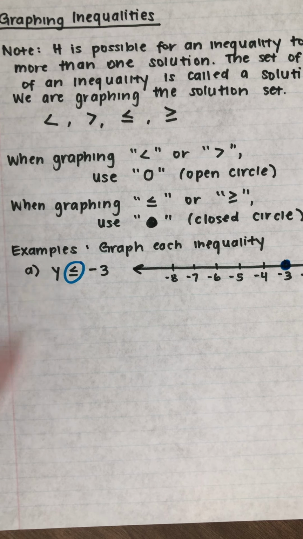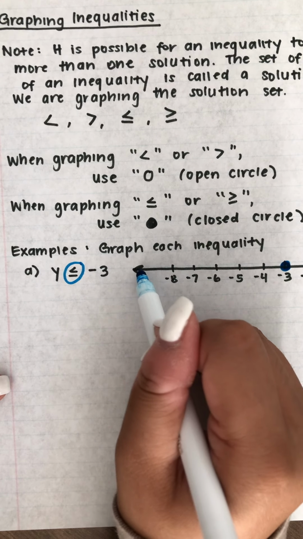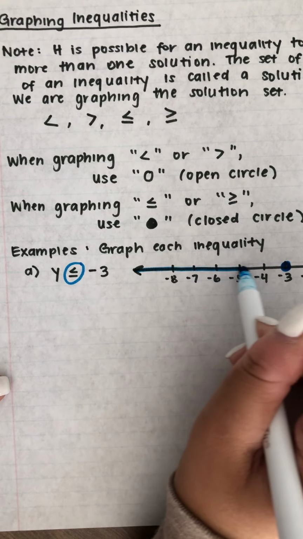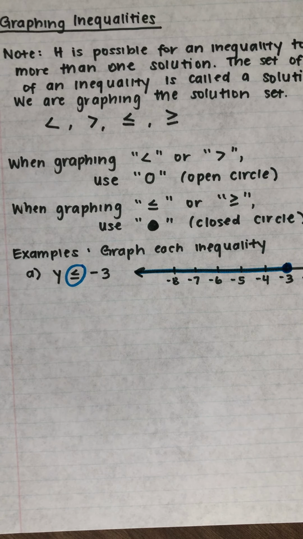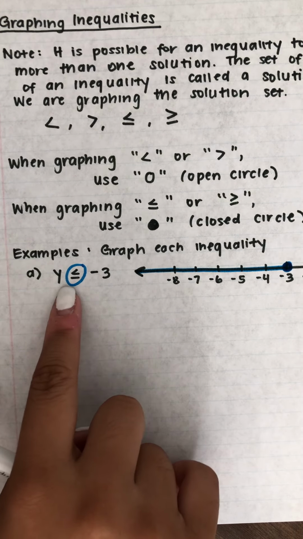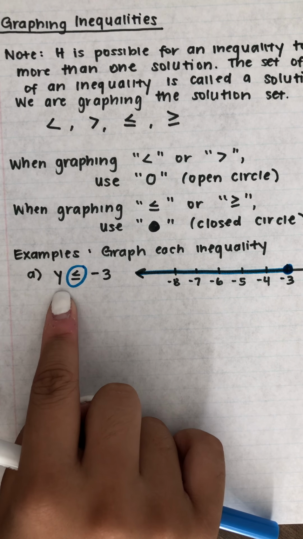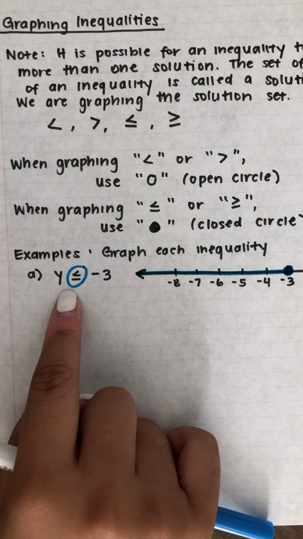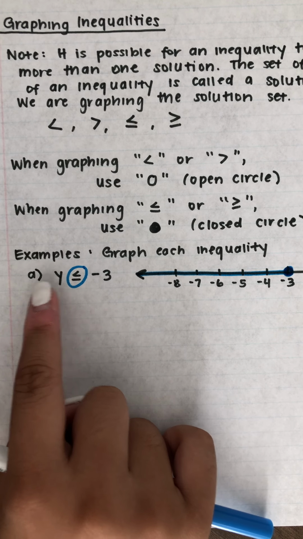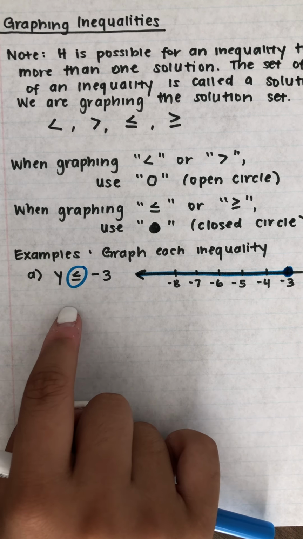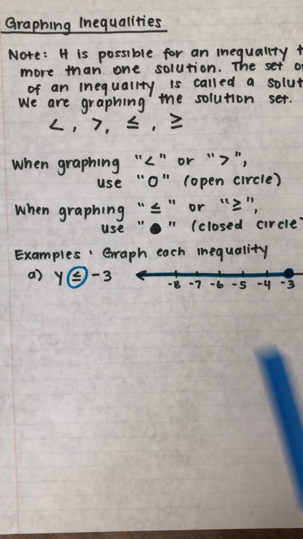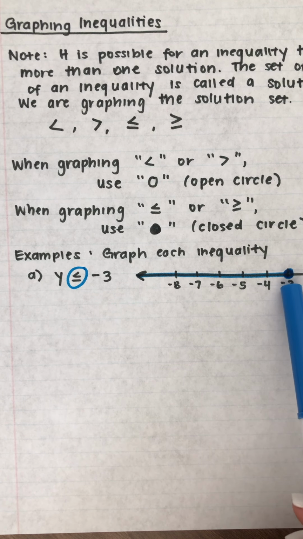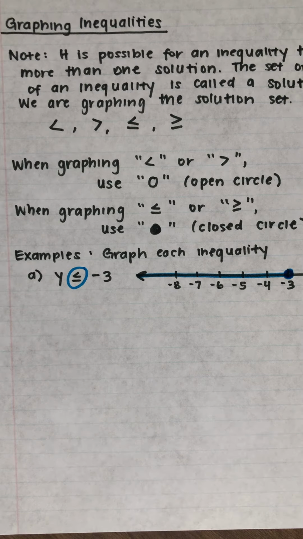And since it is less than -3, we're going to shade the number line that is less than -3. So this is saying that -3 is a solution to whatever inequality we had. So it's saying y is less than or equal to -3. So any number that is less than or equal to -3 is a solution to that inequality.